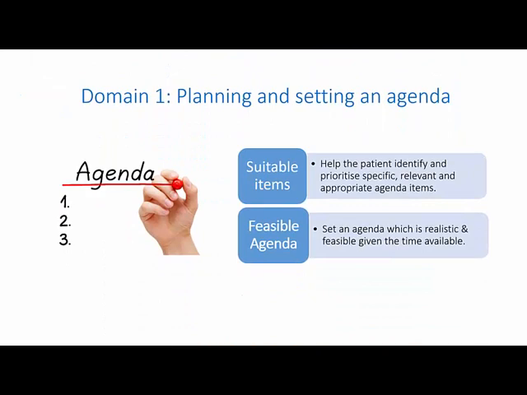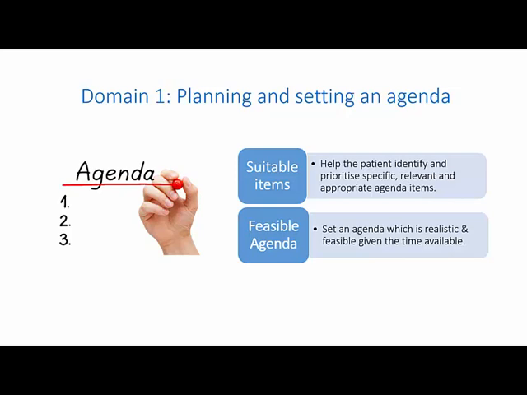So domain 1 is about planning and setting an agenda. This is a particularly discrete aspect of the session, usually the first few minutes of the session, where the agenda is set between the therapist and the client about what is going to be covered in that session. So this domain has 2 particular items. First of all is about the suitability of the items. So did the therapist help the patient to identify and prioritise specific, relevant and appropriate agenda items?